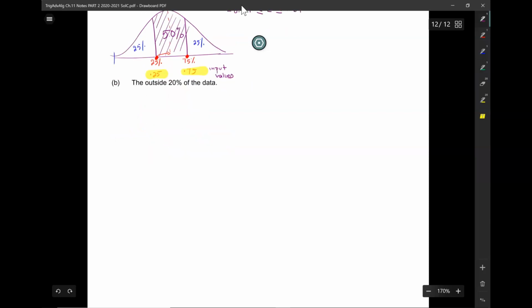As opposed to the next one, where we want the outside 20% of the data. So let's draw another distribution. The outside 20%, this, okay? Again, it has to be symmetric. So how much is in each side? 10% here, 10% here. So how much is in the middle? 80%.